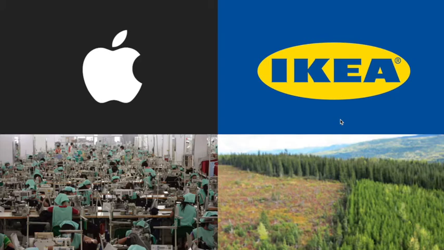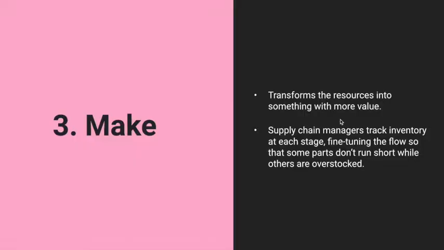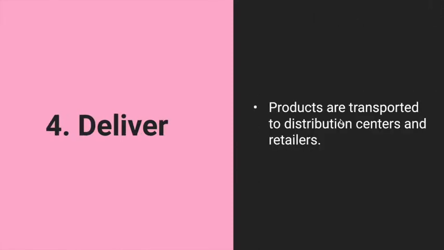And with this, consumers may be encouraged to buy IKEA products knowing that they will not be guilty when purchasing furniture. Next is the make process. This step transforms the resources into something with more value. Supply chain managers track inventory at each stage, fine-tuning the flow so that some parts don't run short while others aren't overstocked.